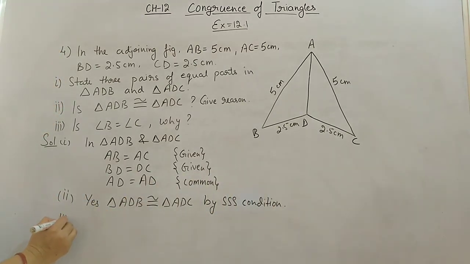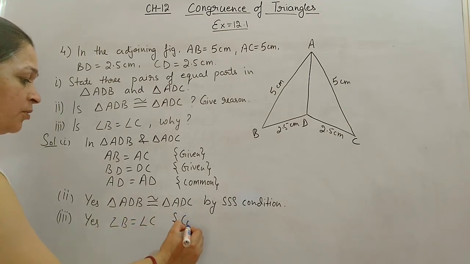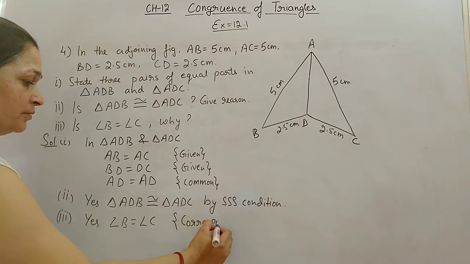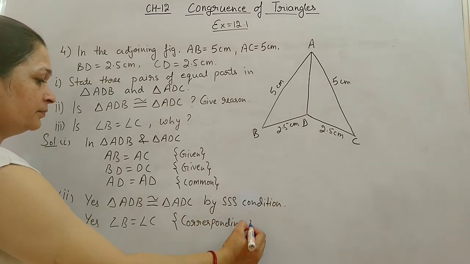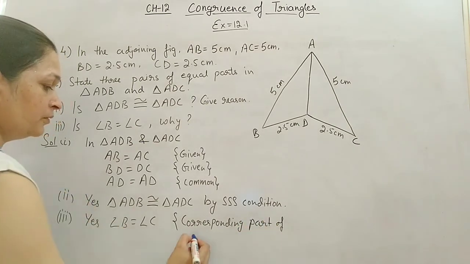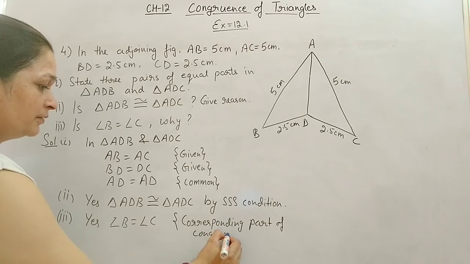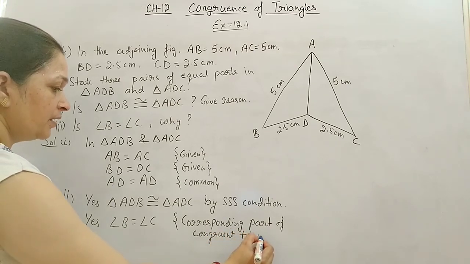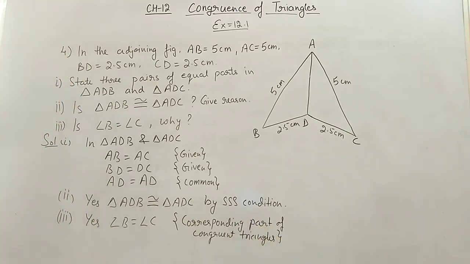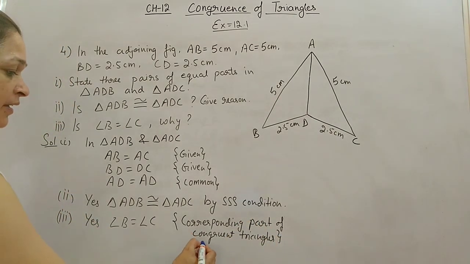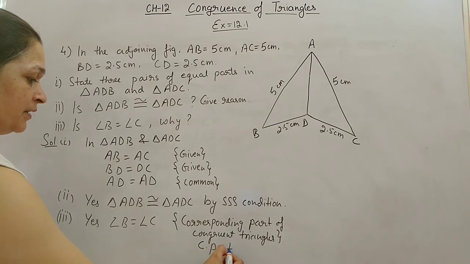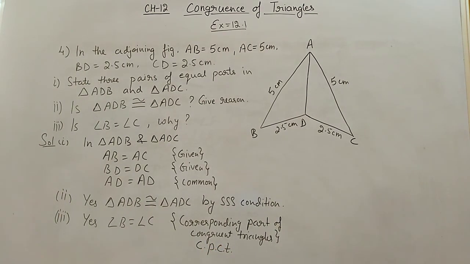Third part, is angle B equal to angle C? Yes, angle B is equal to angle C. And what is the reason here? The reason is corresponding parts of congruent triangles. If two triangles are congruent, then the other corresponding parts will also be the same. And in short, we can write it like this, CPCT. If you don't want to write so much, you can write it in short, CPCT.